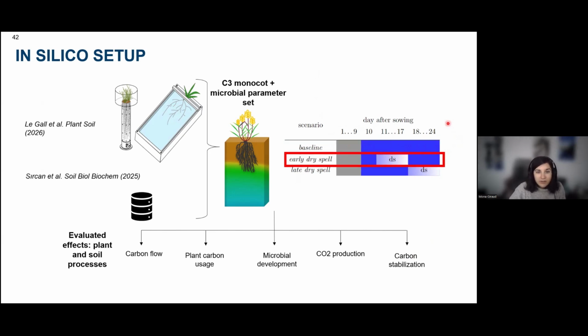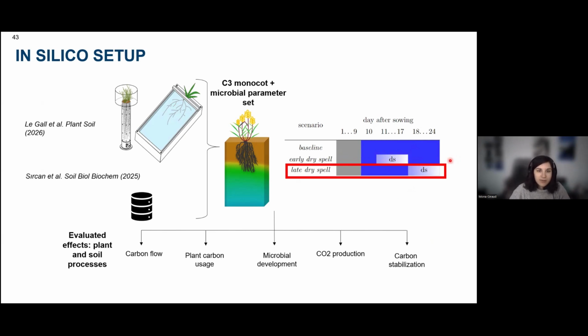Then we had our early dry spell, which is like the baseline, but at the beginning of day 11, we simulated a sharp drop in the soil water content. Then the soil water content became dependent on the plant water uptake, so as the plant loses water and takes water from the soil, it becomes drier. Then at day 18, we go back to the default soil water content, which creates a small wetting-drying cycle. For the late dry spell, the same thing happens, but one week later.